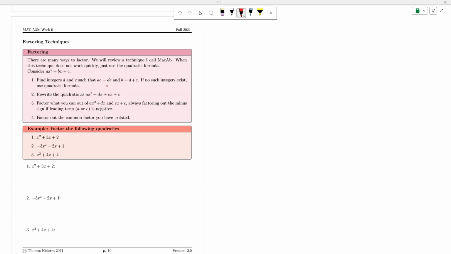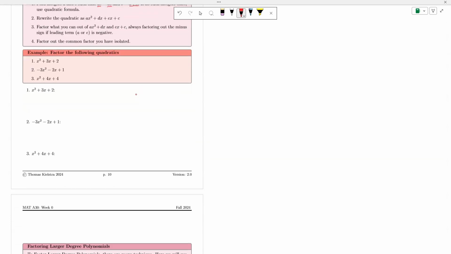So given a quadratic ax squared plus bx plus c, we're going to find integers e and d such that the product of a and c equals the product of d and e, and b equals d plus e. If no such integers exist, simply use the quadratic formula. Then we're going to rewrite the quadratic expression using the d and e we created. We're going to factor what we can out of the ax squared plus dx and ex plus c, always factoring out a minus sign if the leading term, a or e, is negative. And then we're going to factor out the common factor we have isolated.